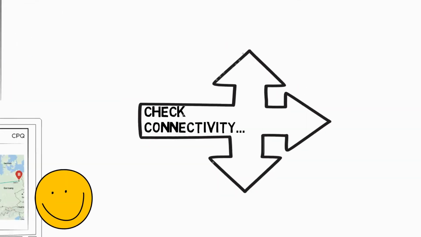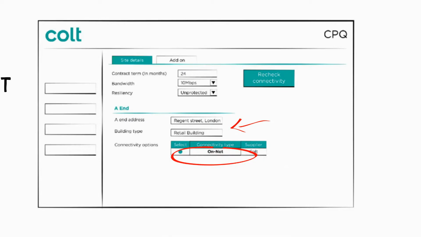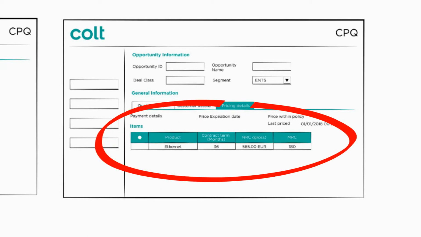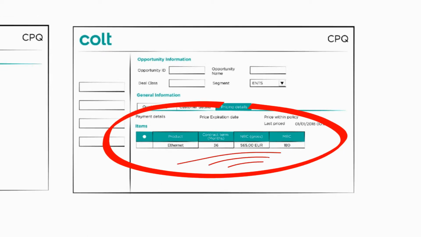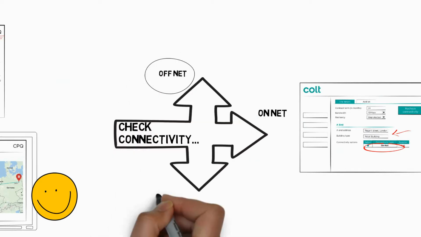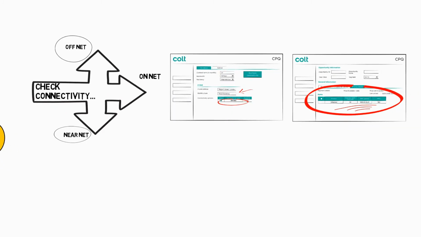A connectivity check will return the appropriate results: on-net, off-net, or near-net. If the connectivity is on-net, check connectivity will return on-net and provide a building type. CPQ will then display the list prices, which are stored in the system. Where the connectivity response may be either off-net or near-net, and we can determine the service availability and price, CPQ will fetch the data and present it on the screen, similar to on-net.